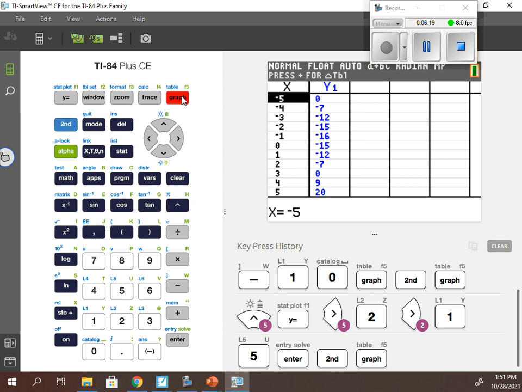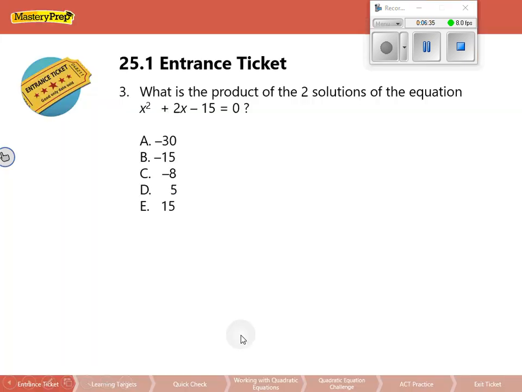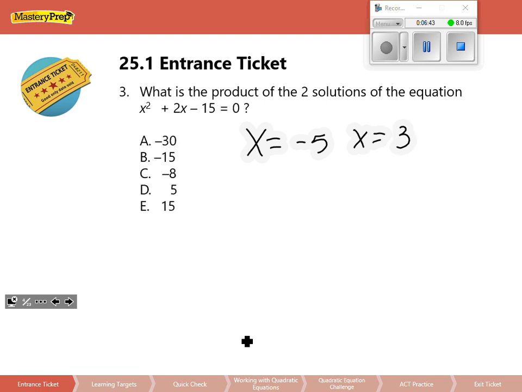And again, we're looking for when y is 0, when the y value is 0. So when we look at this here, well, our two values where we have is -5 and 3. So the two solutions for this here is -5 and 3. So x equals -5 and x is equal to 3. And we need to multiply these together, which would be -15.